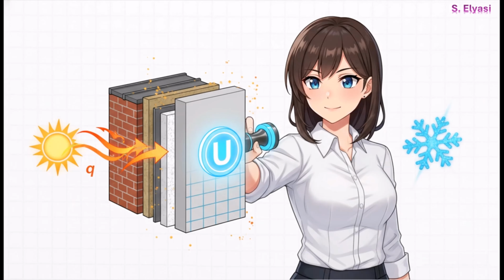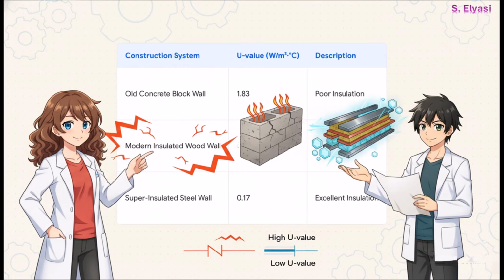Now let's be honest, adding up all those different resistances every time can get a little repetitive. So to make life easier, engineers came up with a handy shortcut, the U-value. The U-value basically just bundles all of those resistances together into one convenient number, giving us a really fast way to do design calculations.